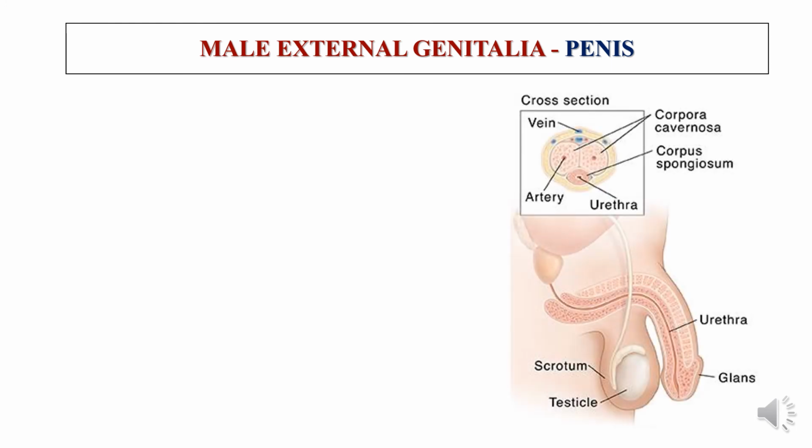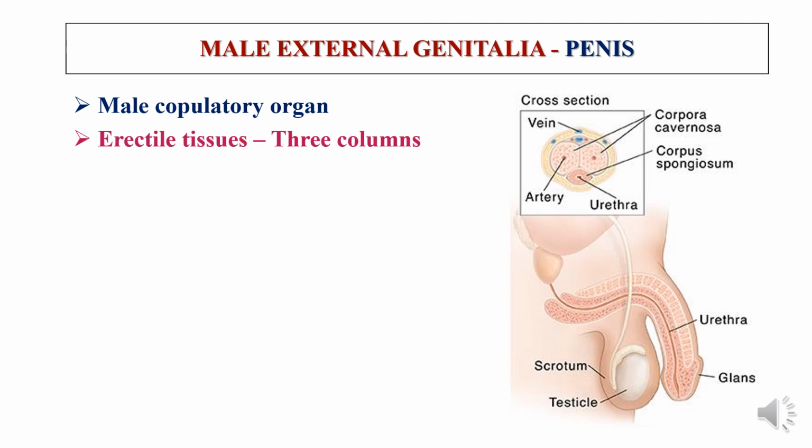The other external genitalia is the penis. The penis is the male copulatory organ that deposits semen in the female vagina during sexual intercourse. It contains specialized erectile tissues that enable it to become enlarged and rigid during sexual excitement. There are three columns of erectile tissue present. These three columns of erectile tissue compose the body of the penis.